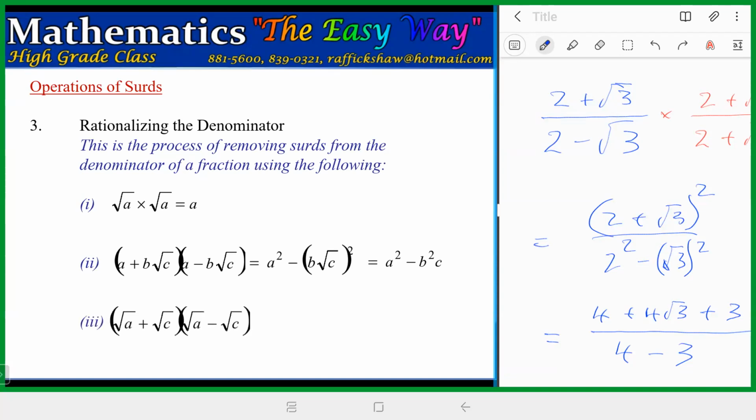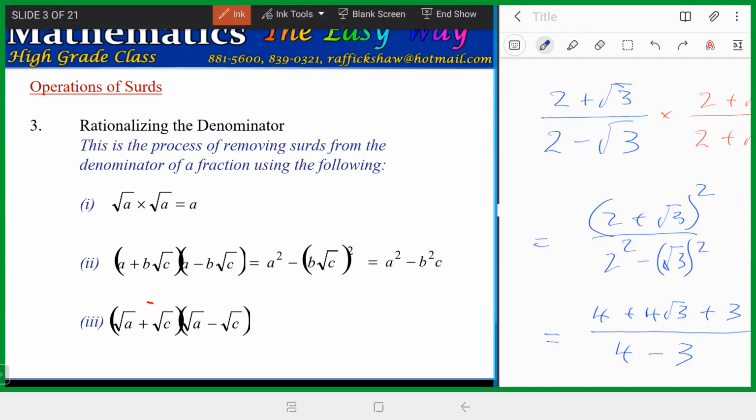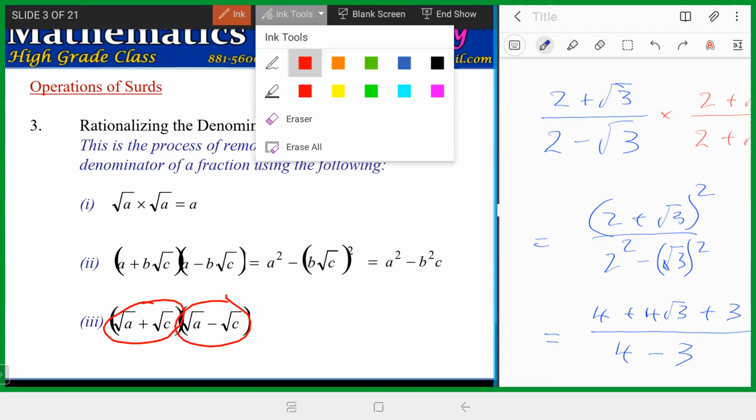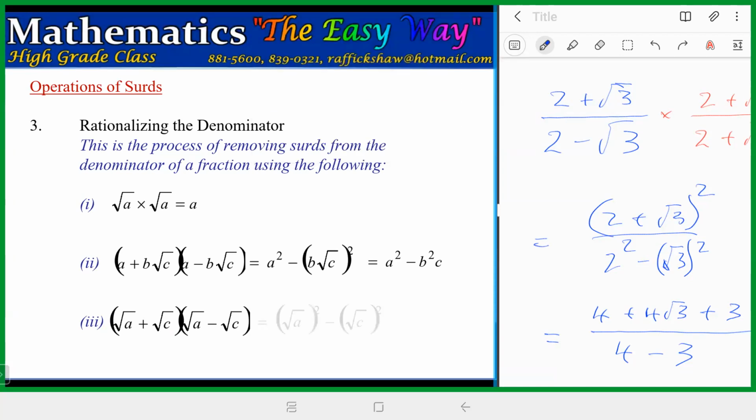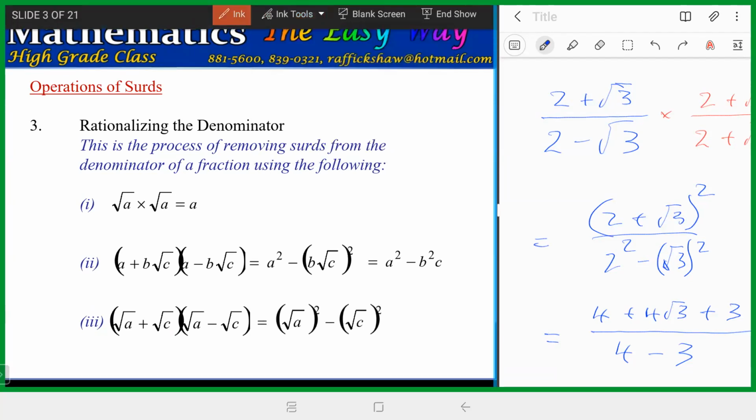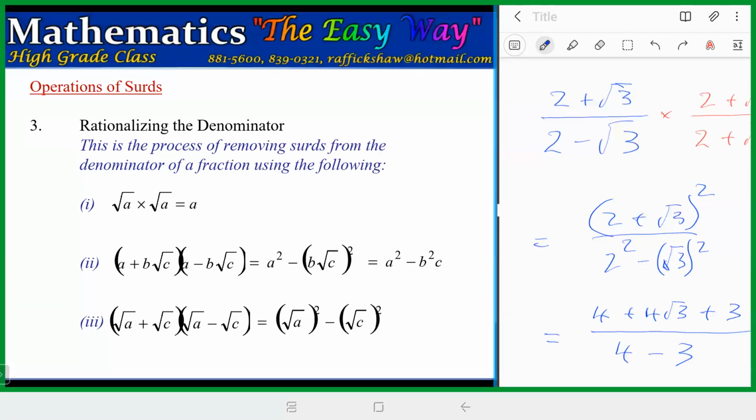Again, that's the same thing. They are conjugates. The only difference between these two is that this is a plus and that's a minus. If you proceed, they are the difference of 2 squares, and that's what you get. That becomes A squared minus C squared, so it becomes A minus C. So those are some simple things you have to do with surds.